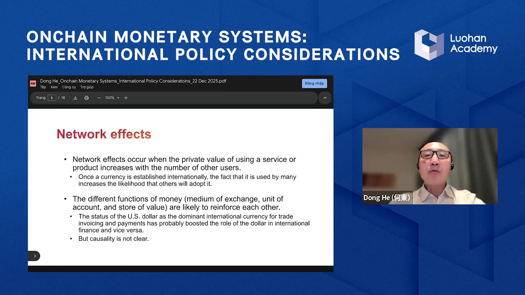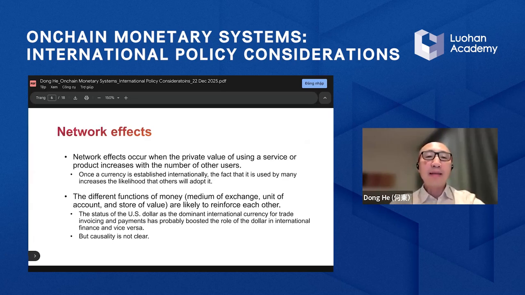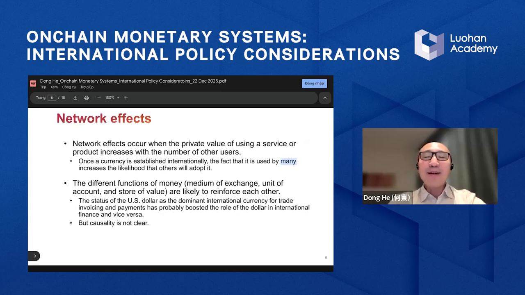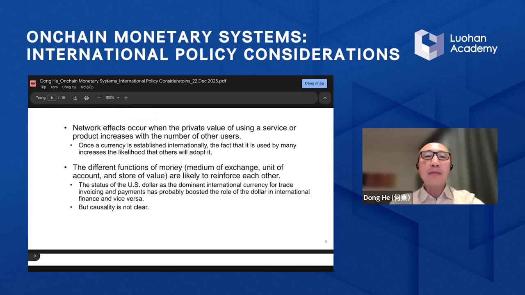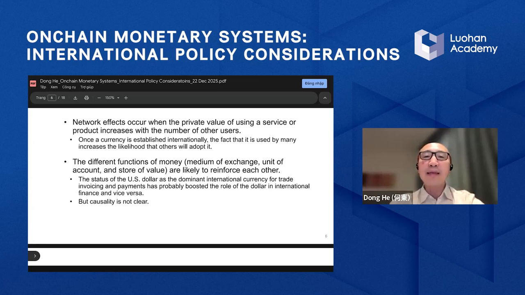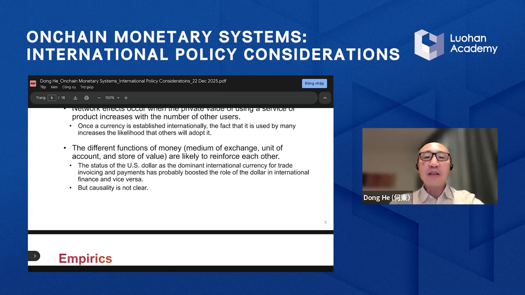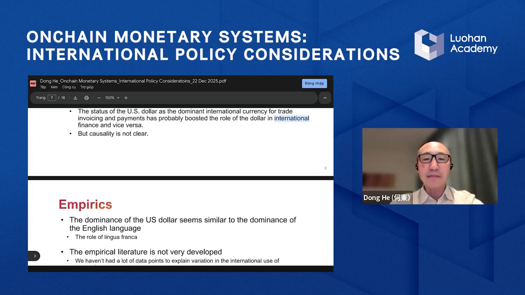Now, the international monetary system is really characterized by very strong network effects. As a reminder, everybody knows what network effects are, but just for the sake of clarity, network effects occur when the private value of using a service or product increases with the number of other users. Once a currency is established internationally, the fact that it is used by many increases the likelihood that others will adopt it. The three functions of money, of course, also reinforce each other.